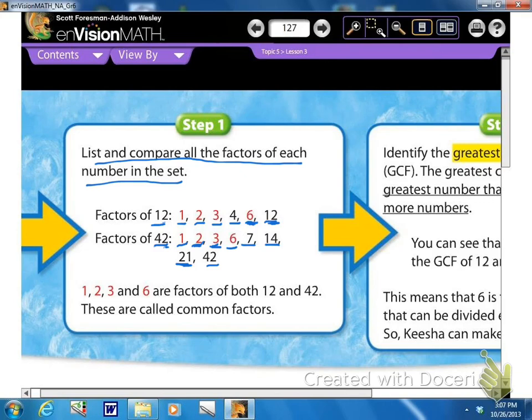Notice again, I have 1, 2, 3, 6, 7, 14, and then 21, which is half of 42, and then I'm done finding factors except for the number itself. So, they share these factors. Numbers 12 and 42 share these factors. 1, 2, 3, and 6 are factors of both 12 and 42. So they would be called common factors.